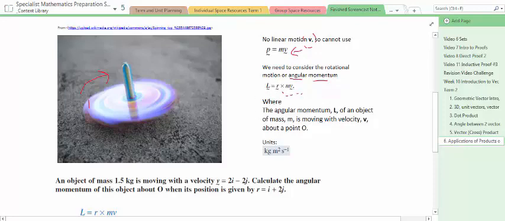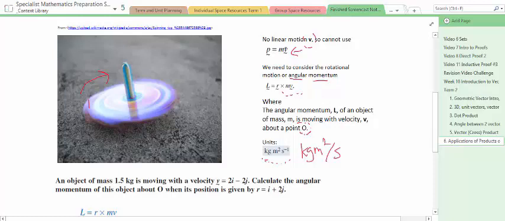The angular momentum L of an object of mass m, which is moving with a velocity of v, that means a point on its circumference has an instantaneous velocity of v, and it's spinning about point O, which should be the vertical member you can see there in the picture. The units are a bit strange. We've got kilograms meters squared per second, which can also be written in this form here, kilograms meters squared seconds to the negative 1. S to the negative 1 means over s, doesn't it? You know your index laws.